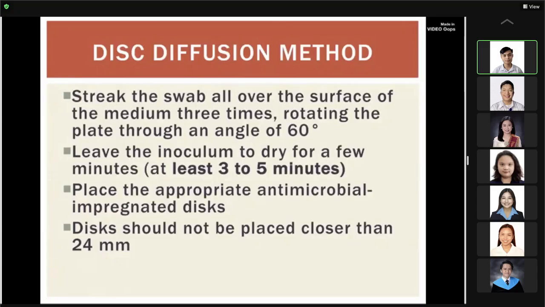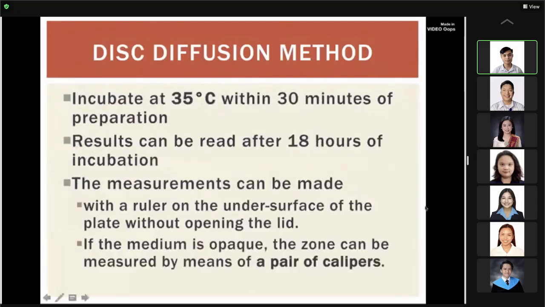Then we will place the antimicrobial impregnated discs, the discs with the antibiotic, antimicrobial. The disc should not be placed closer than 24 millimeters because there will be several discs on the plate. After that, we will incubate at 35 degrees. Within 30 minutes we should place it in the incubator, and the results can be read after 18 hours.